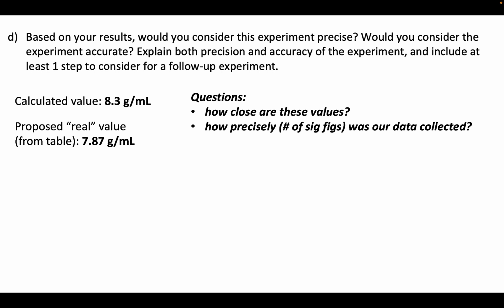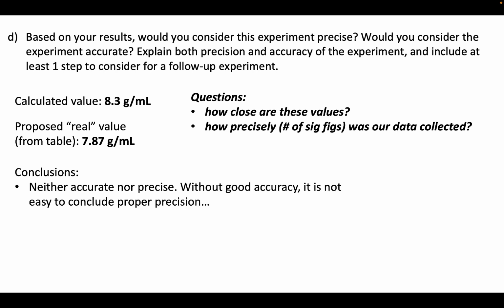And so what do we think about this? I think that the conclusion you have to make here is that this is neither really accurate nor precise. So first of all, it's inaccurate, right? I don't think that 8.3 versus 7.87 when it comes to density of a metal is good agreement.